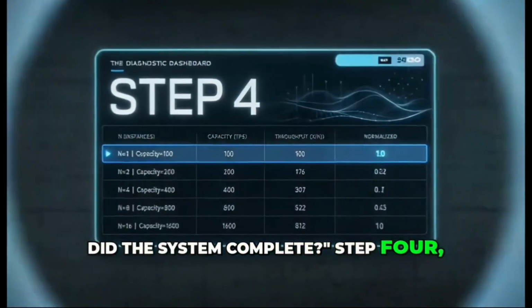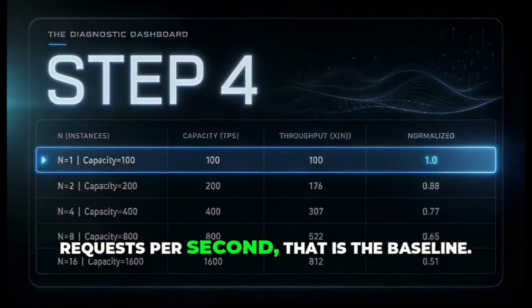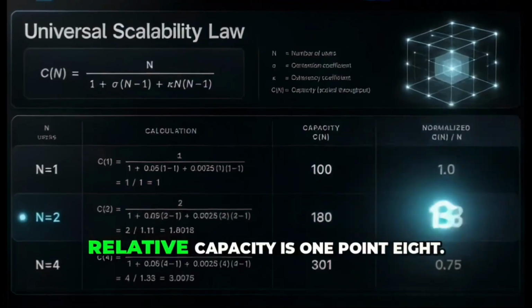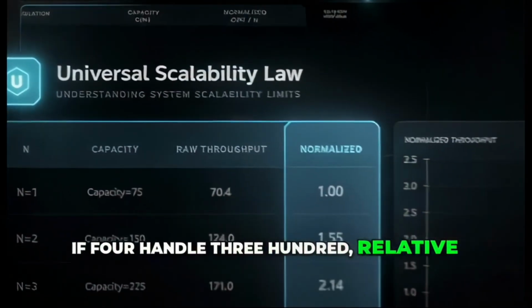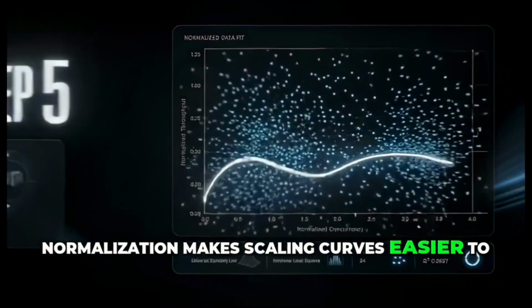Step 4. Normalize the results. If one instance handles 100 requests per second, that is the baseline. If 2 handle 180, relative capacity is 1.8. If 4 handle 300, relative capacity is 3. Normalization makes scaling curves easier to compare.